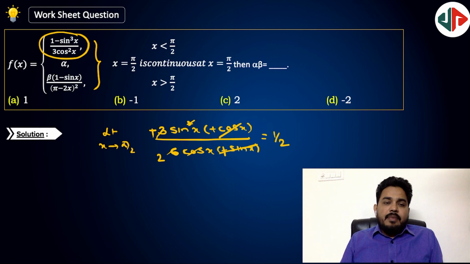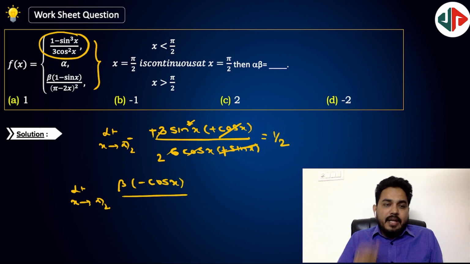This is for x tends to pi by 2 minus. Now the limit as x tends to pi by 2 of this value, beta into 1 minus sin x, derivative is minus cos x by, okay, this is 2 times of pi minus 2x into minus 2.